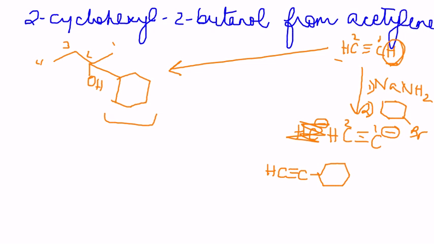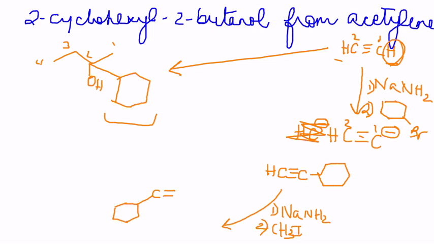So you get your alkyne, and that will then be treated with methyl iodide. So the same kind of chemistry one more time. And that will give you cyclohexyl ring, carbon, and methyl.